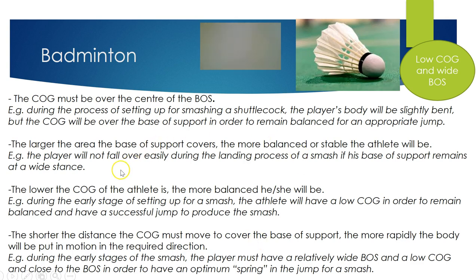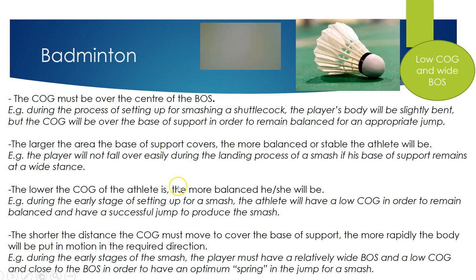The larger the area the base of support covers, the more balanced or stable the athlete will be. For example, the player will not fall over easily during the landing process of a smash if his base of support remains at a wide stance. Okay, if you have a narrow stance in your badminton smash, you're not going to be stable. But if you have a wide base of support, you are much more stable in your badminton smash process, and we're going to practice that in class.